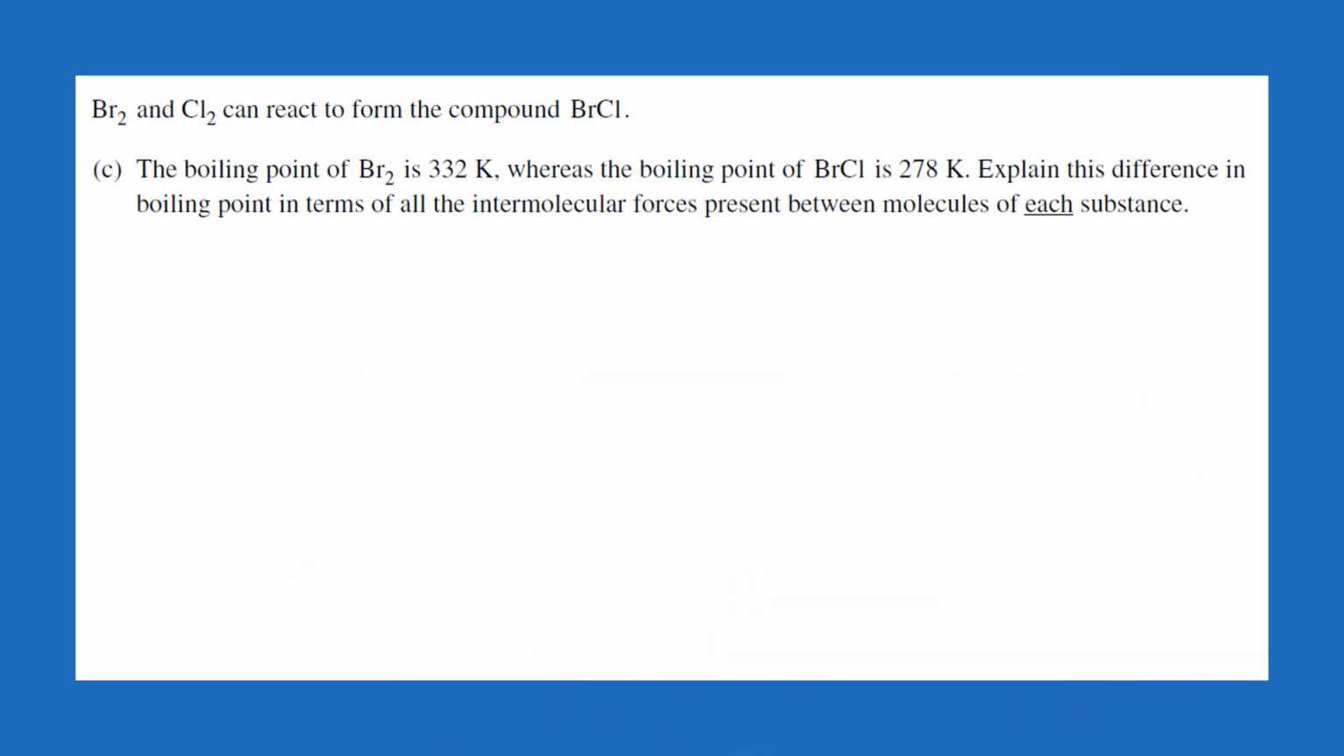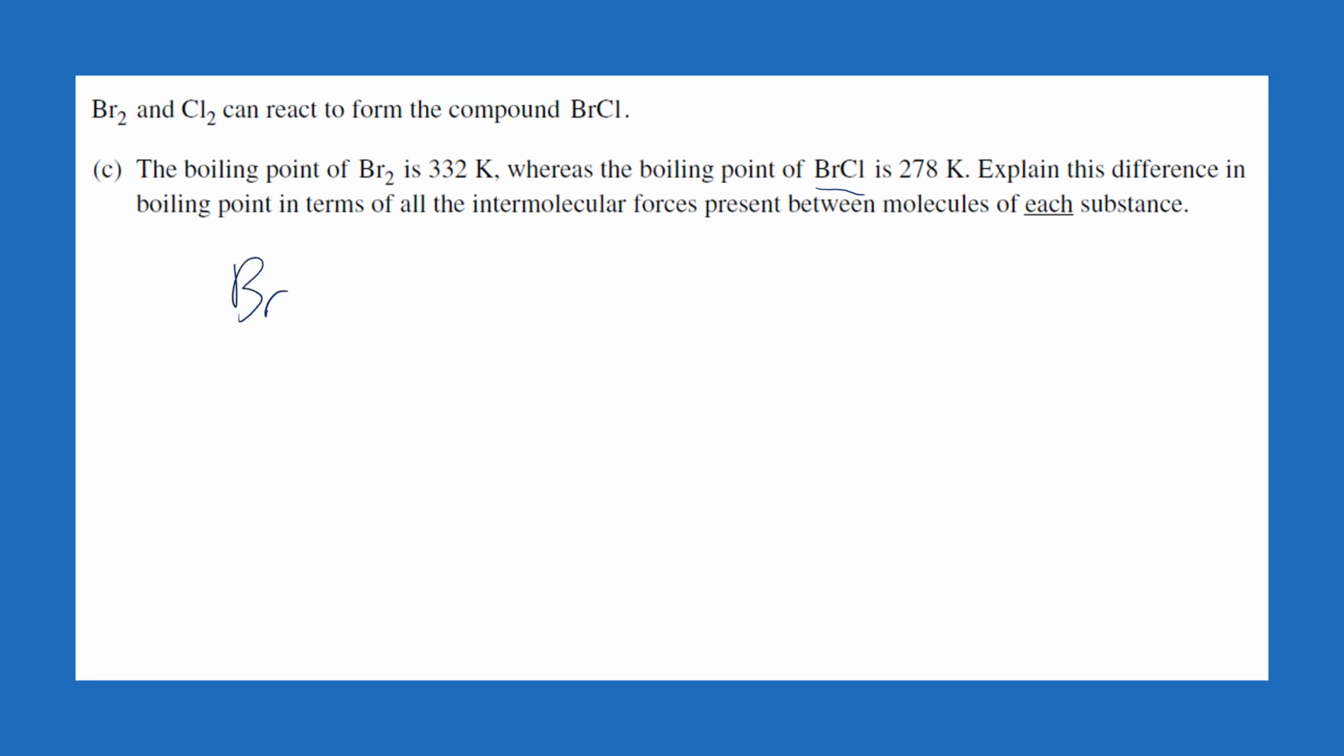Okay, the boiling point of bromine is 332, whereas the boiling point of BrCl is 278. Explain the difference in terms of intermolecular forces present. This is a good example of something where, if you were stumped by B, keep going. Don't give up on the question. Just keep reading through the parts, because there can be completely different things as you're going through. So now we're switching gears to intermolecular forces.